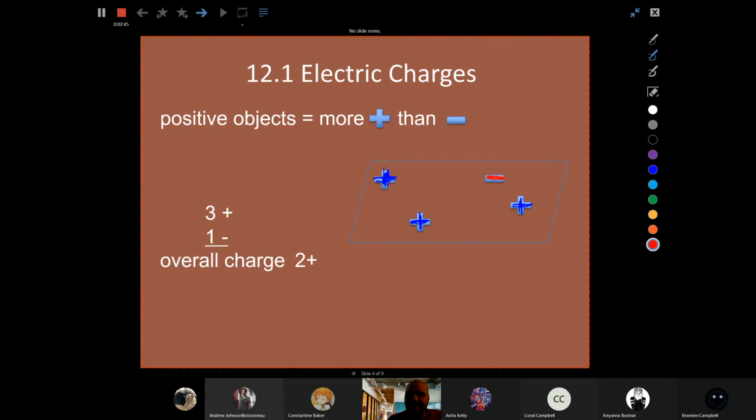All right, so here's an example where we have more positives than negatives. I guess there's a couple of ways you can look at this. You can do the math there, that's fine. Another way to say it is, every one positive is going to cancel out with one negative. So literally, we have a charge of plus 2. There's two pluses that aren't canceled out. However you want to think of it.